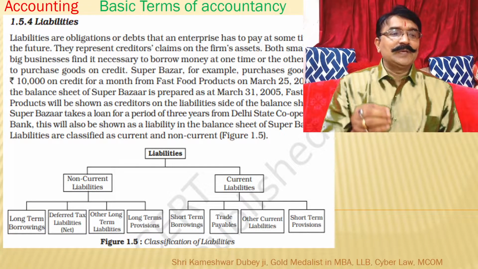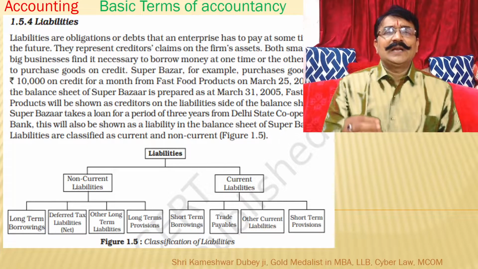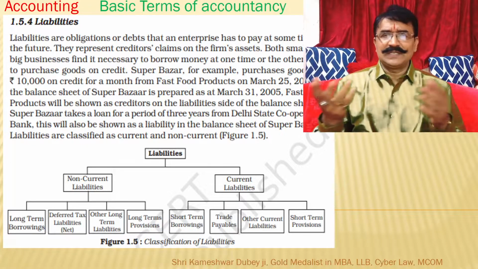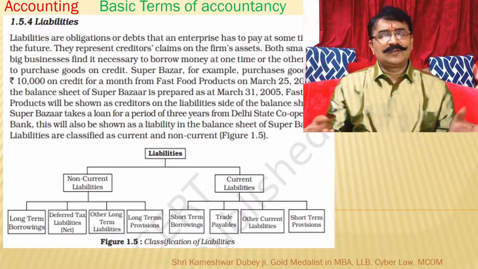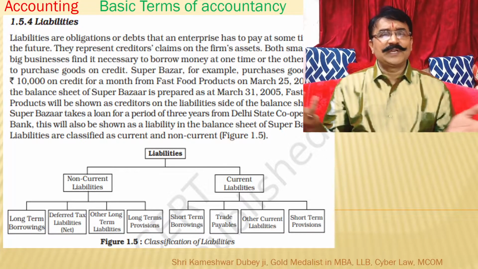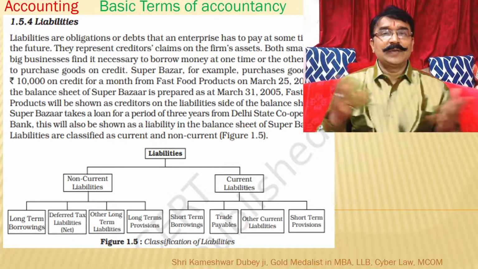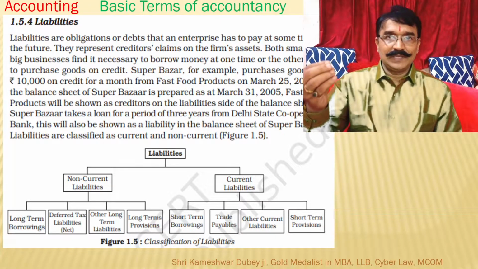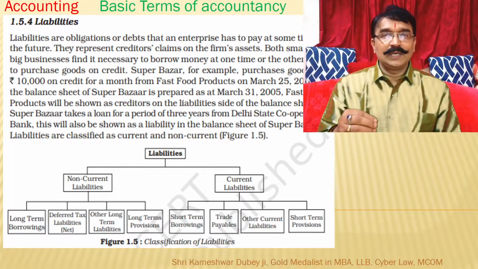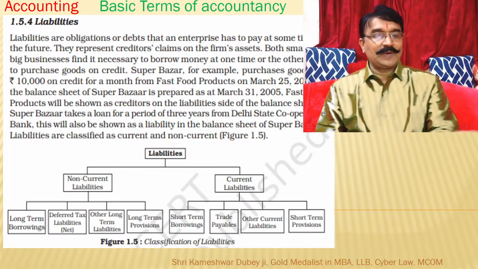Both small and big businesses find it necessary to borrow money at one time or other. Business enterprises are like that only. Today or tomorrow they need some money for expansion and for several purposes. So when they take the money, the liability arises. When they take some raw material, the liability arises. So there are some forms of liability here.